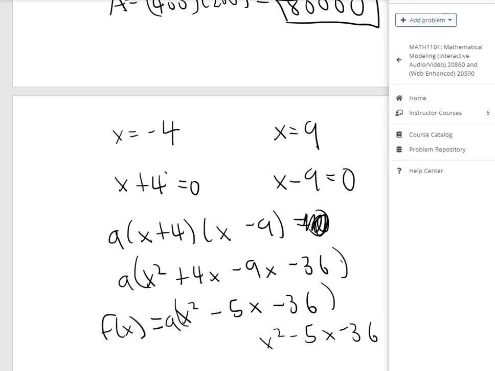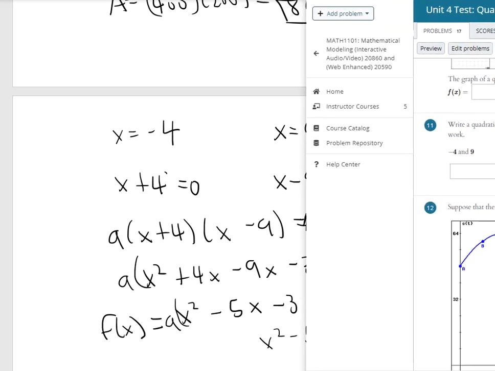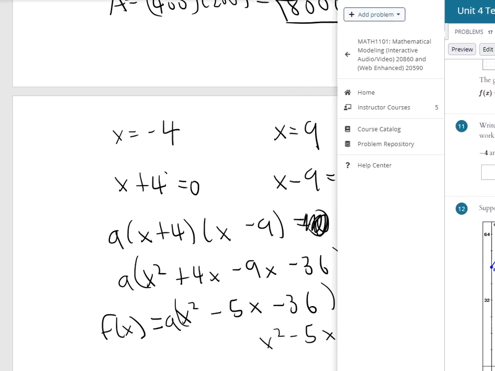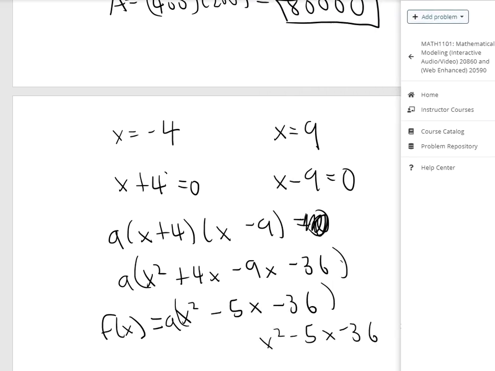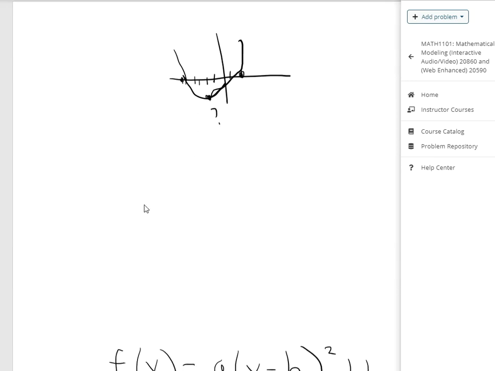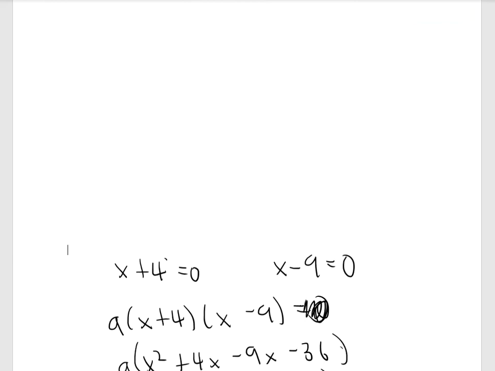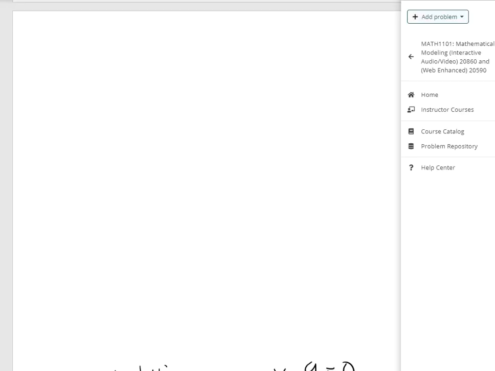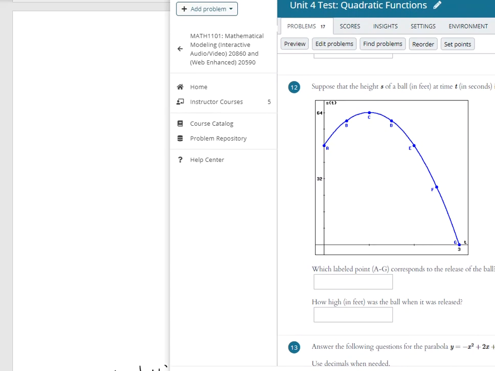Let's see here. So let's look at this graph here and see if you can figure this out. So let me go down here. Okay. So look at this graph here.